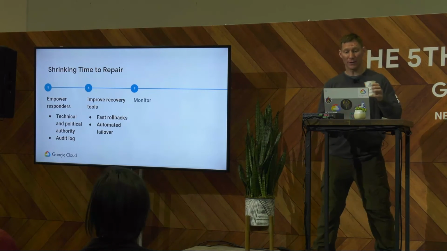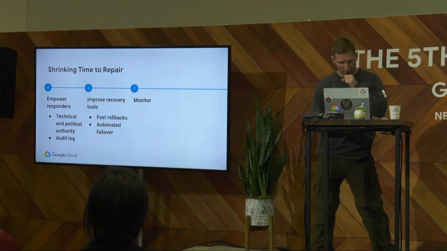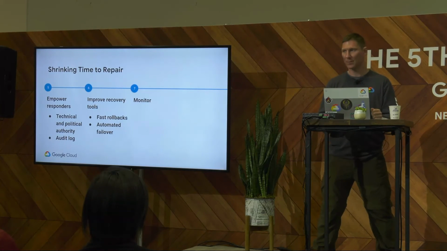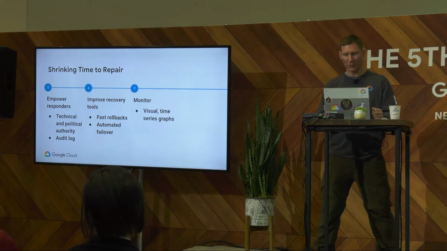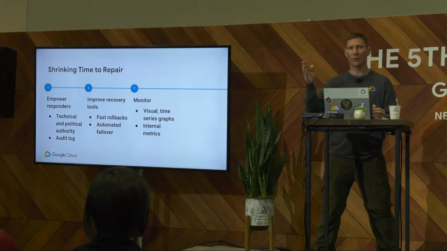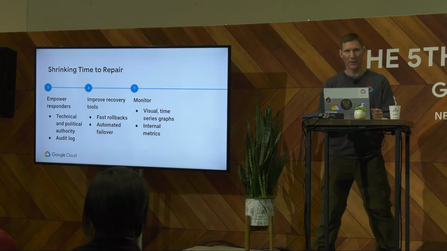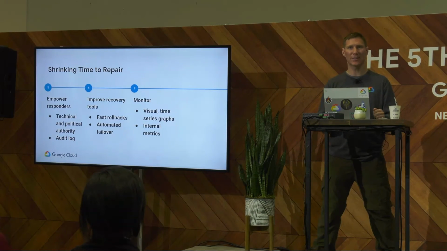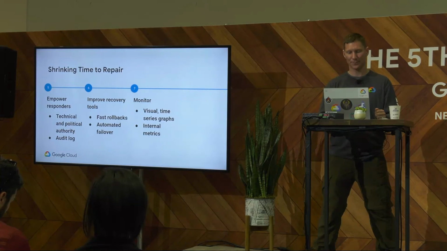And you need good monitoring. When you get a page, the first place you go is the runbook, but the second is usually the monitoring. You want to see visual time series graphs for all of your internal metrics. These are not the SLIs. This is stuff like error rates to backend services, queue depth, memory pressure, all the technical details of your system that give you a clue of where to bring your investigation next.